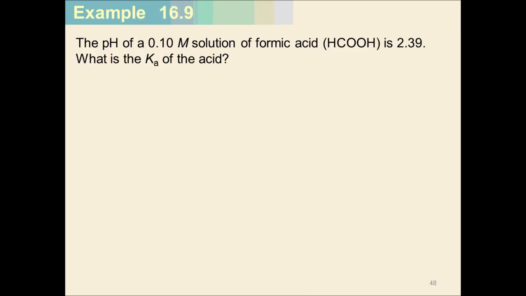Example 16.9 on slide 48. The pH of a 0.10 molar solution of formic acid, HCOOH, is 2.39. What's Ka? So now they give us the concentration, they give us a pH, and we want to calculate the Ka.